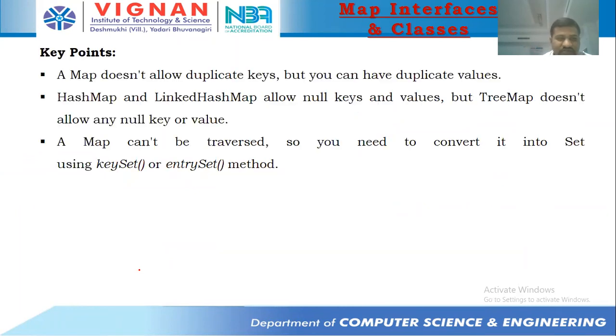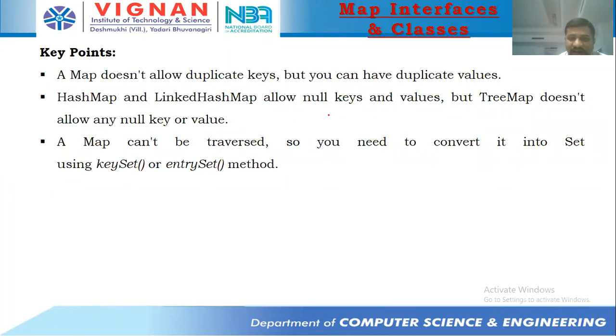Now we'll see how to create an object for this TreeMap and how to retrieve the elements of this TreeMap. The key point about a map is that a map does not allow duplicate keys, but you can have duplicate values. That means the keys should be unique, and there might be duplicate values present in the key value pairs.